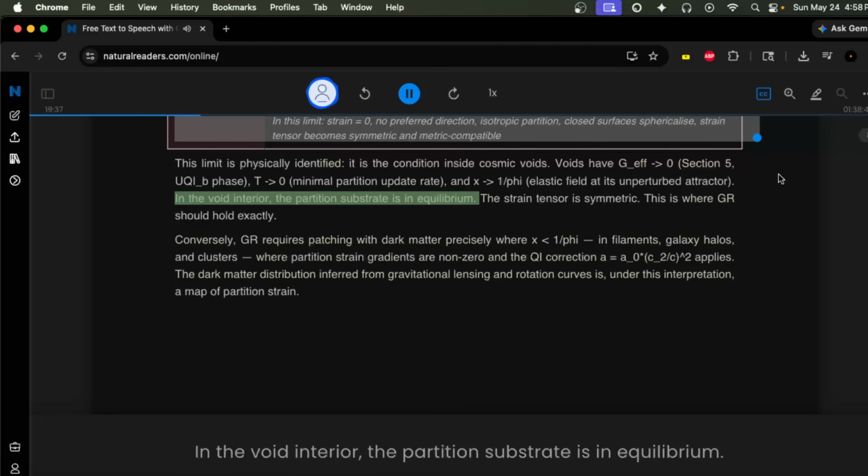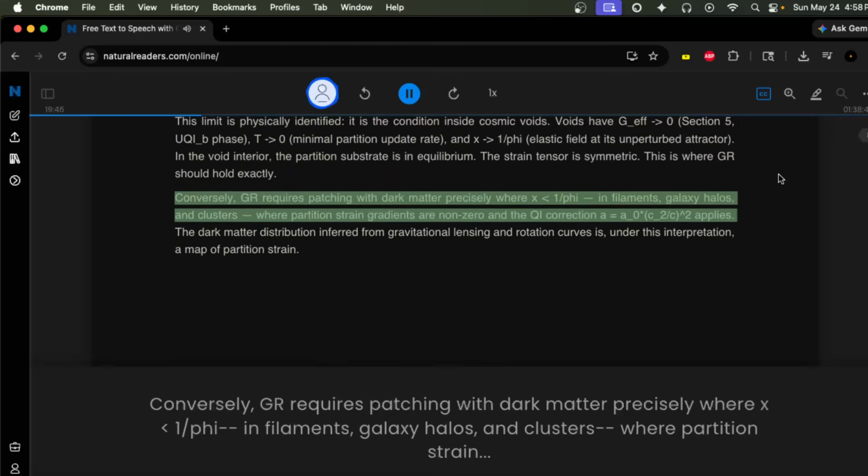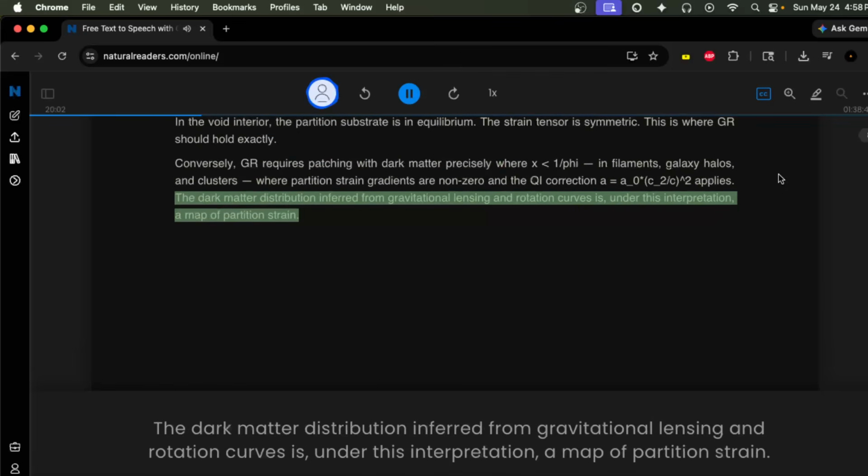In the void interior, the partition substrate is in equilibrium. The strain tensor is symmetric. This is where GR should hold exactly. Conversely, GR requires patching with dark matter precisely where x is less than 1/phi, in filaments, galaxy halos, and clusters, where partition strain gradients are non-zero and the chi correction a equals a_0 squared applies. The dark matter distribution inferred from gravitational lensing and rotation curves is, under this interpretation, a map of partition strain.